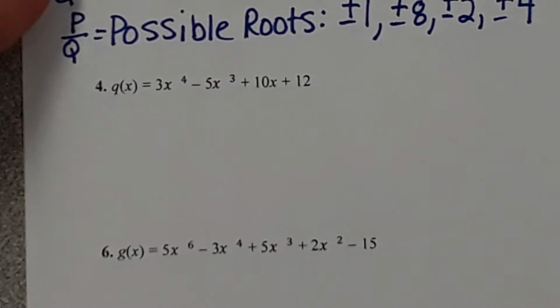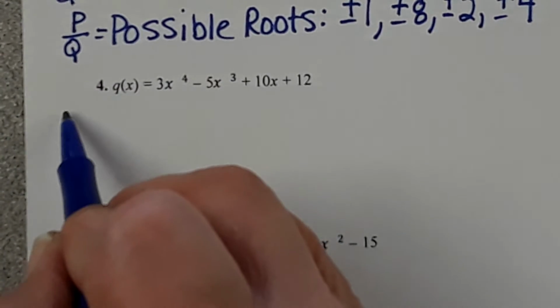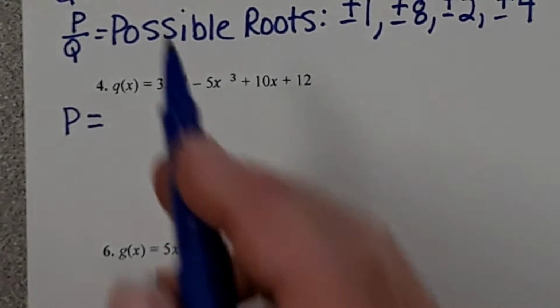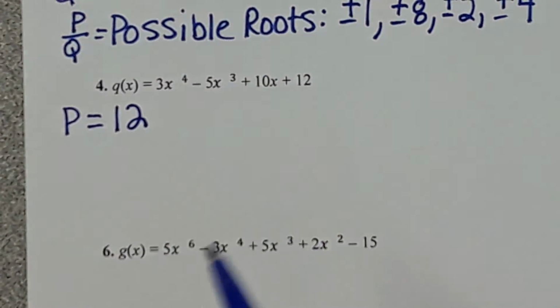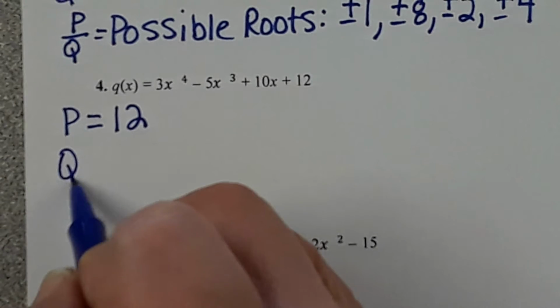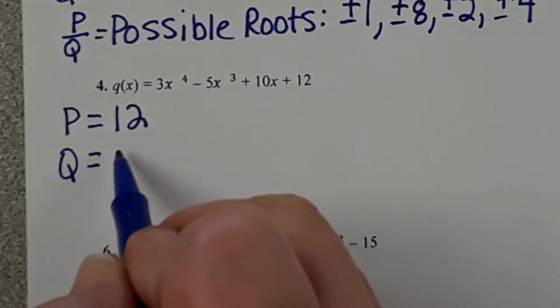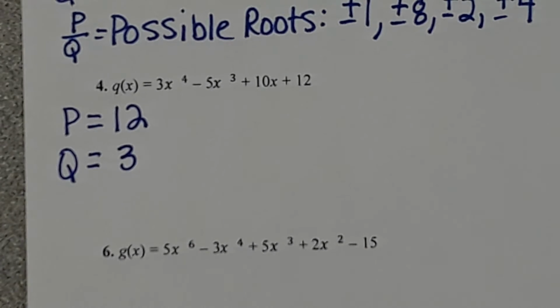Okay, number 4. What is our constant term? It is 12. What is our Q? That means what is our leading coefficient? Our leading coefficient is 3. Again, you guys, it doesn't matter if it's positive or negative. All of our factors are going to be positive and negative.